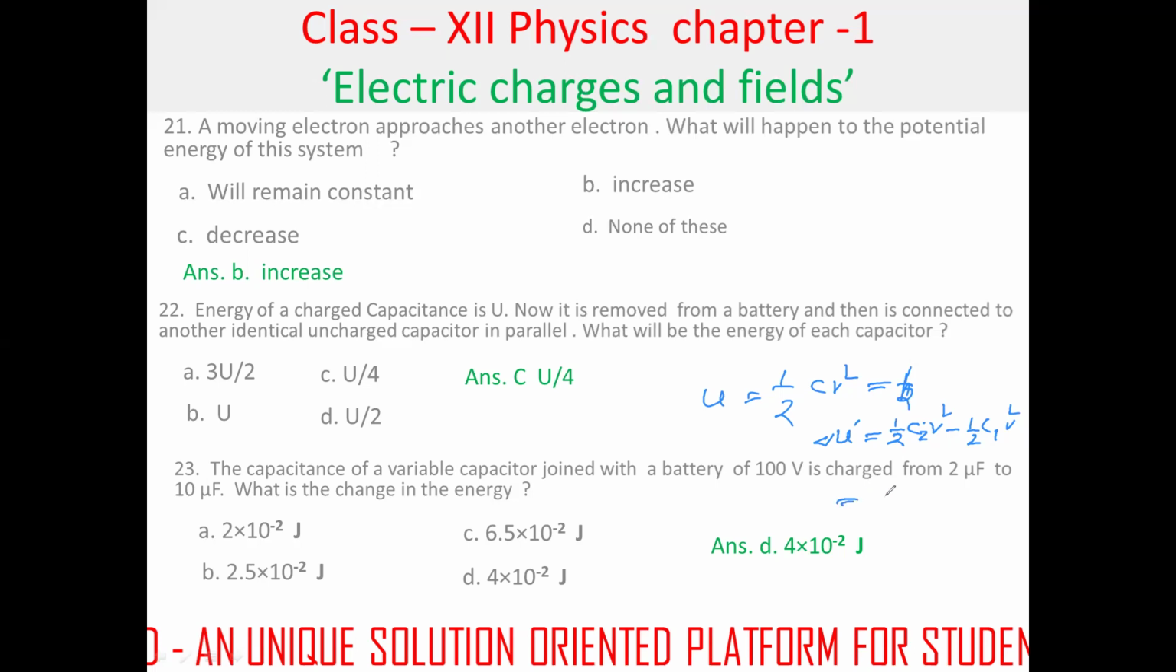See, the capacitance of a variable capacitor joined with a battery of 100 volt is charged from 2 to 10, and we need the change in energy. When the capacitor has the first capacitance, it has one energy, and with the second capacitance it has another energy, so the difference of both is this. So half V is common, times C2 minus C1. Put this value and you will get the answer. So the answer will be this. Hope it is clear to you.